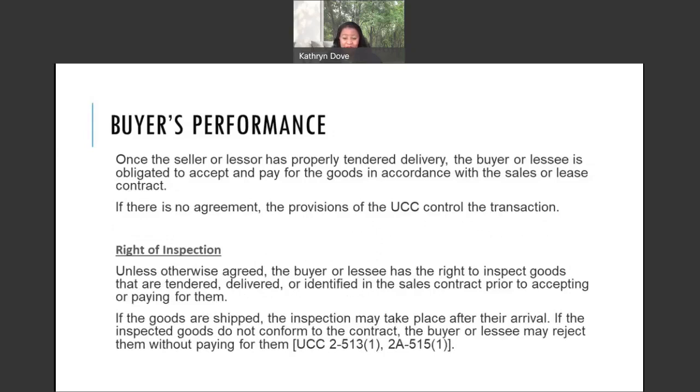Let's talk about the buyer's obligations. Once the seller has properly tendered the delivery, the buyer is obligated to accept the goods first of all, and then pay for them. If the goods are conforming, the buyer cannot reject a shipment of goods. That would be breach of contract.